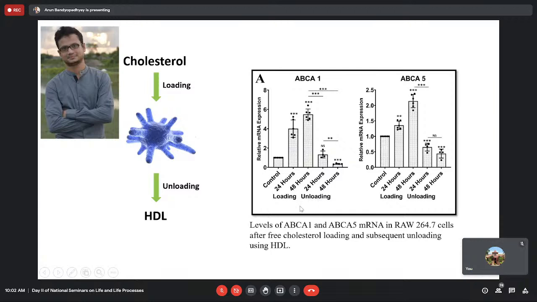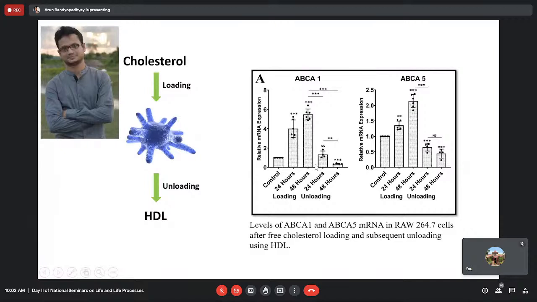Let me tell you, I forgot to mention that ABCA1 is a primary cholesterol transporter in our system. That is already known. But nobody has shown that ABCA5 is altered there. So the first time, we checked and found that ABCA5 is upregulated in blood. So now we are checking in the in vitro system. In the in vitro system, he loaded the cells with cholesterol, and with increasing duration of cholesterol loading, the ABCA1 RNA and ABCA5 mRNA are increased.